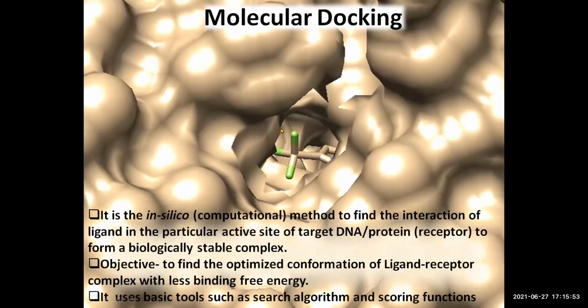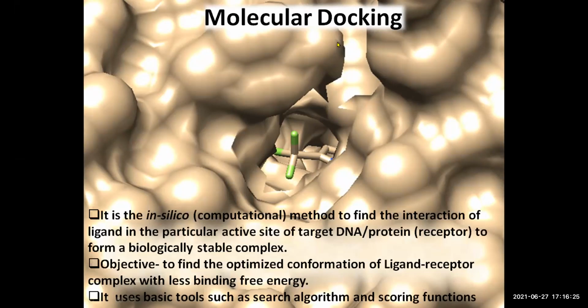So here it comes to molecular docking. You can see a particular ligand molecule docked into the particular active site of this receptor. Molecular docking is simply a computational tool, an in silico method, which is used to find the interaction of a ligand molecule with the particular active site of DNA, a protein, or even an enzyme molecule to form a biologically active complex molecule. The biologically active complex molecule is further taken for different biological activity studies.